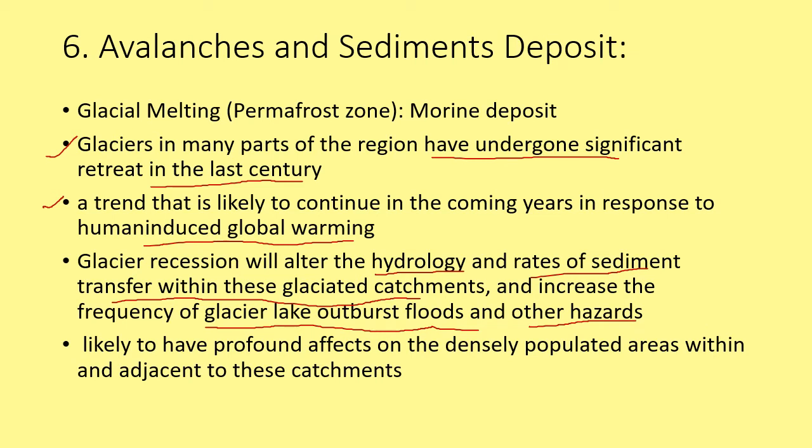Here I would like to mention one thing. When the glacier melts, moraine deposit is a very obvious consequence. And this moraine deposit is sometimes responsible for glacial lake outbursts as well as avalanches. And those events have a profound effect on the densely populated lower catchment of the glaciated region.